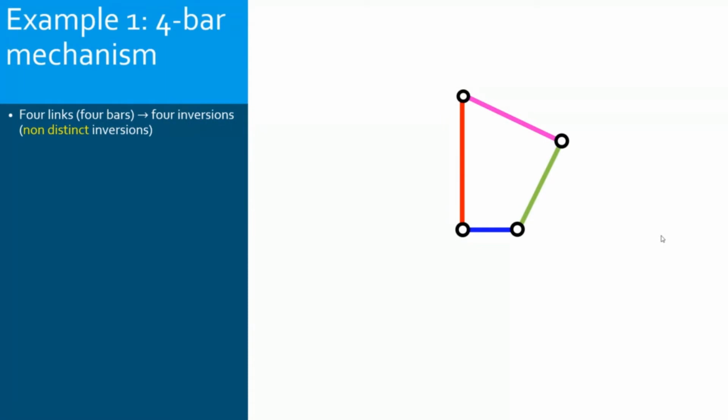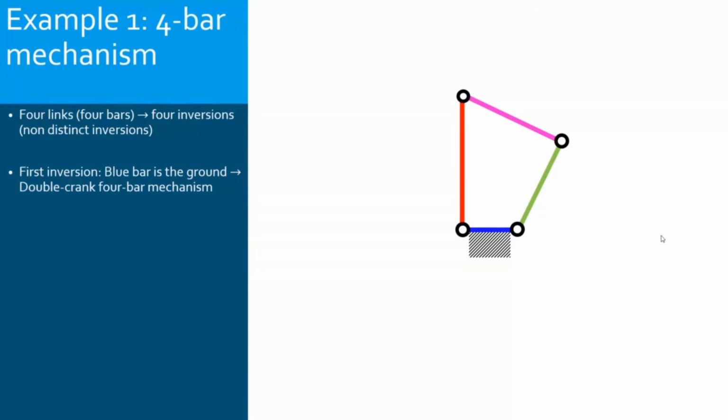The motion will always be, for example, fixed axis rotation. But in a certain inversion, I can make a full rotation, so it is a crank. In another inversion, I cannot make a full rotation, so it will be a rocker. So let's start with the first inversion.